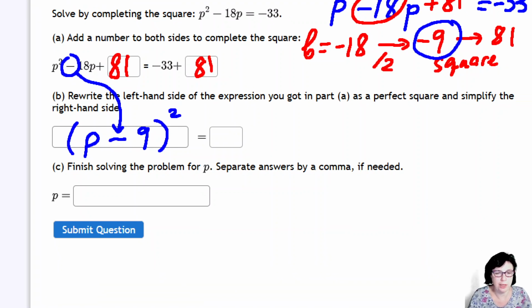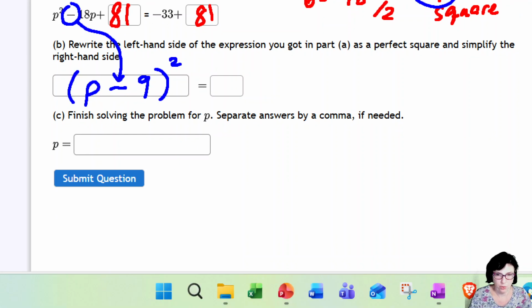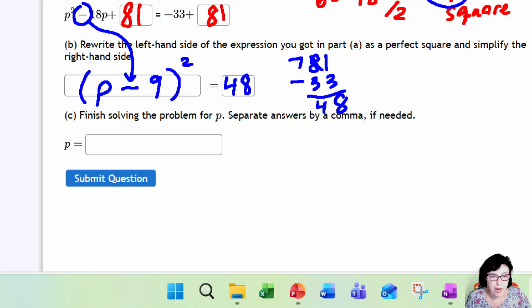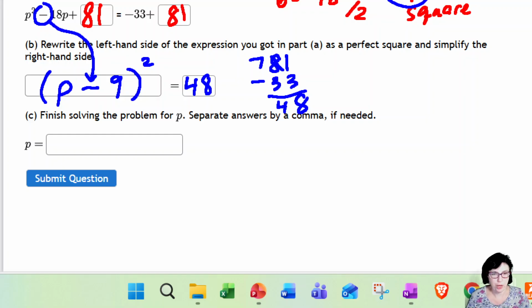Now, what happens on the other side? Well, you got to compute it. What is negative 33 plus 81? Okay, well, it's the same thing as 81 subtract 33. Yes, I can do it on a calculator, but I'll do it here. So this is 8, and then this is really 7 minus 3, that's 4. So 48. Okay, the final step is to take the square root of both sides.